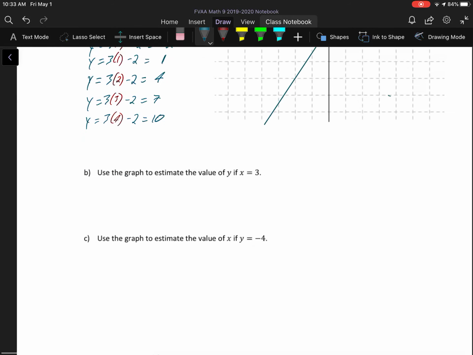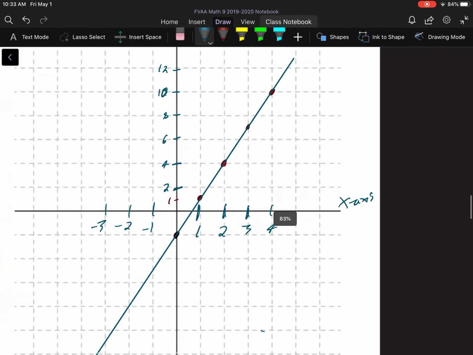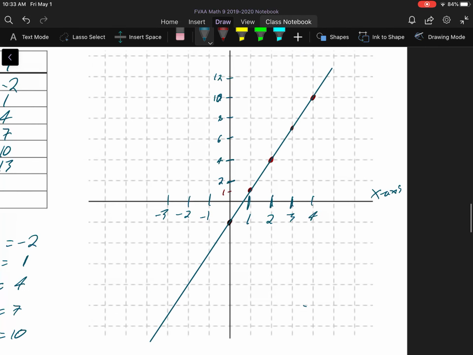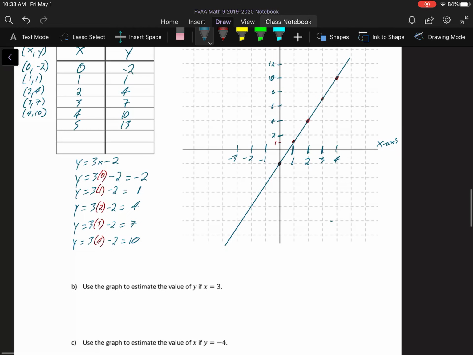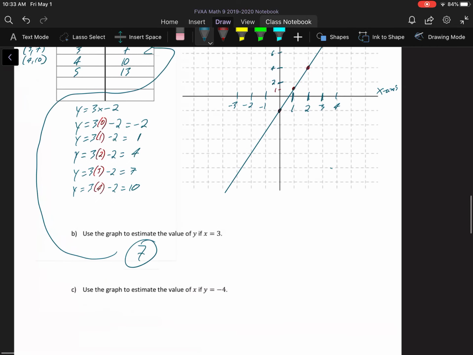All right, so now we're going to use the graph to estimate the values of x is equal to 3. Okay, well, x is equal to 3. I don't really have to estimate that. It's on my table. So when x is equal to 3, I know that it's equal to 7, right? It's right there, so I don't really have to estimate it.